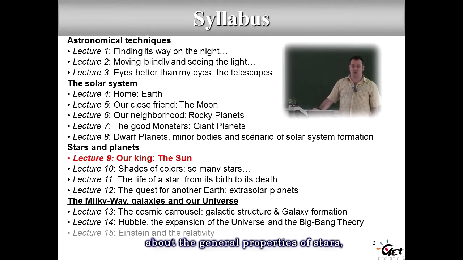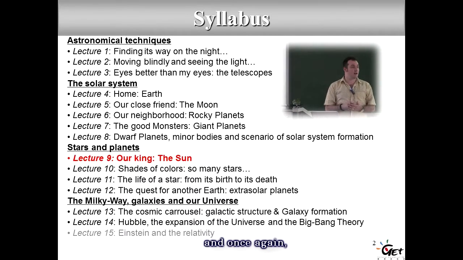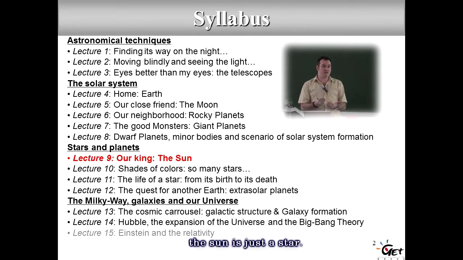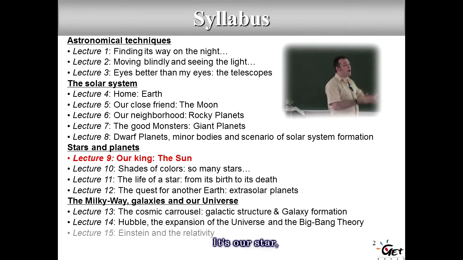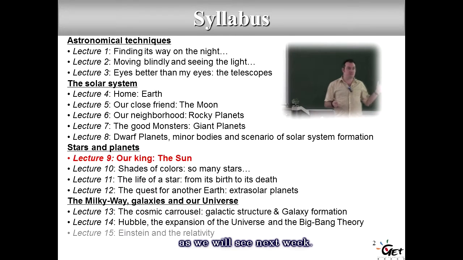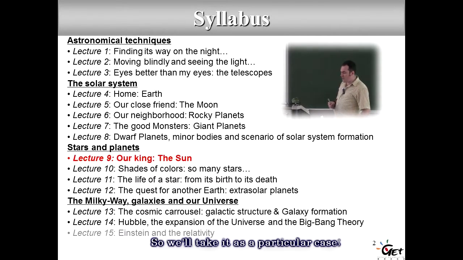About the general properties of stars, but I will start with a particular star that is well studied, and once again, I mentioned that several times, the Sun is just a star. It's our star, it's important for us, but it's a star. And actually it's a very average star, nothing very particular about the Sun, as we will see next week. But it's very close to us, so it's easier for us to study it in detail. So we'll take it as a particular case.